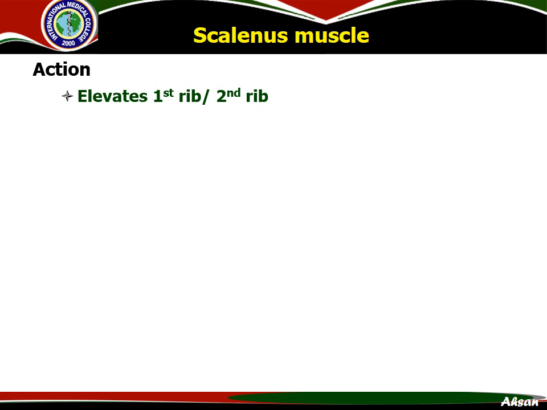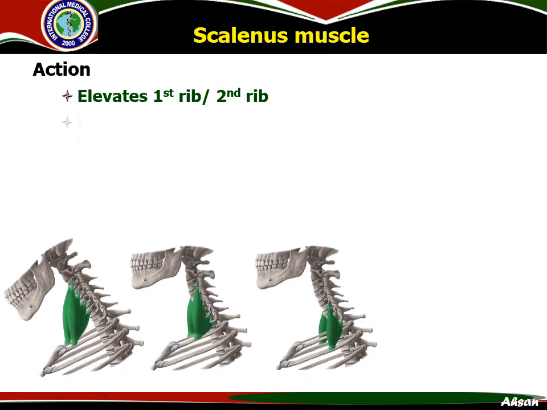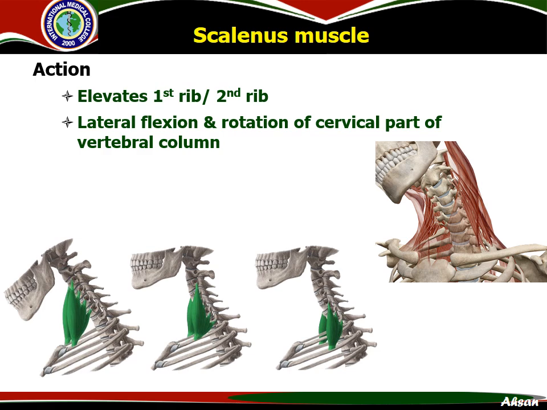The scalene muscles elevate the first rib and the second rib. The posterior scalenus muscle is attached to the second rib, the other two to the first rib. So the anterior and medius can elevate the first rib and thereby the other ribs. The second rib is elevated by the scalenus posterior, and thereby other ribs are also elevated. Keeping the lower part fixed, they can flex the head laterally and can rotate the cervical part of the vertebral column.